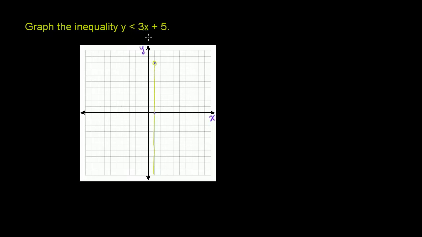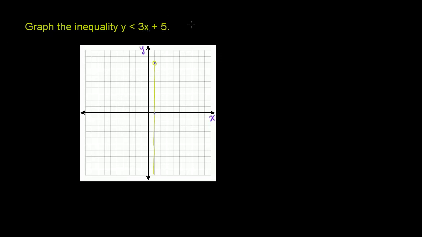Now, if we kept doing that, we would essentially just graph the line of y is equal to 3x plus 5, but we wouldn't include it. We would just include everything below it, just like we did right here. So we know how to graph just y is equal to 3x plus 5. Let me write it over here.